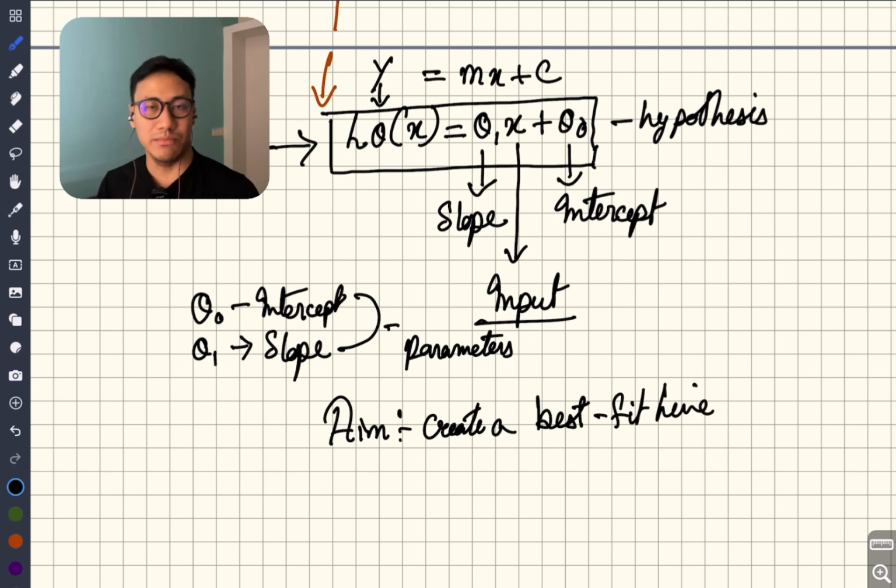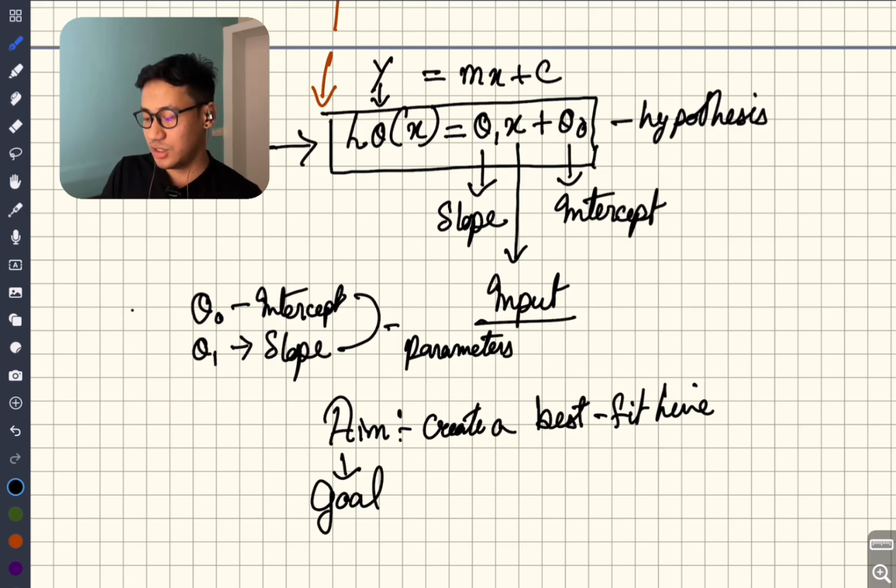This is our aim, this is our goal. So how can we create it? Basically, we have to keep on changing these two, theta naught and theta 1, and we have to analyze whether the error is minimum or not. All right, error should be minimum.